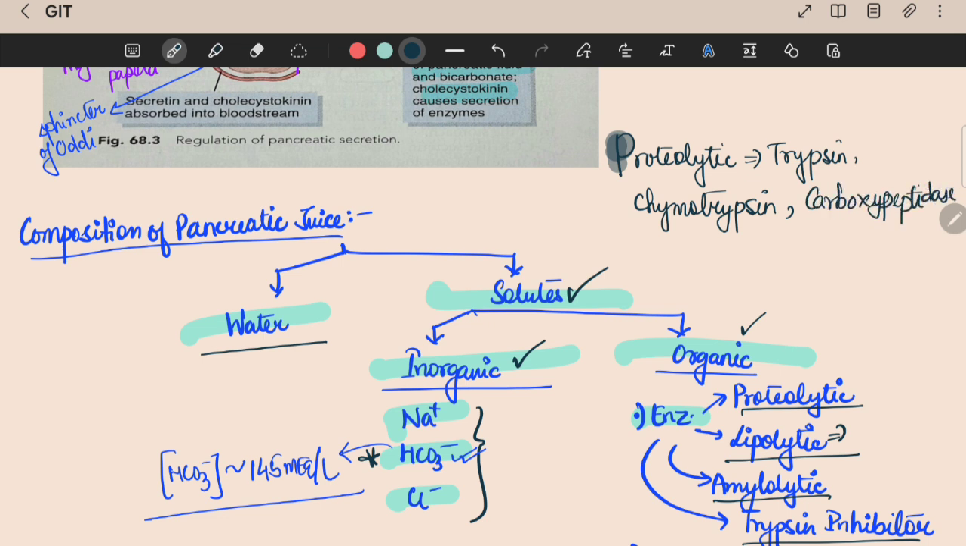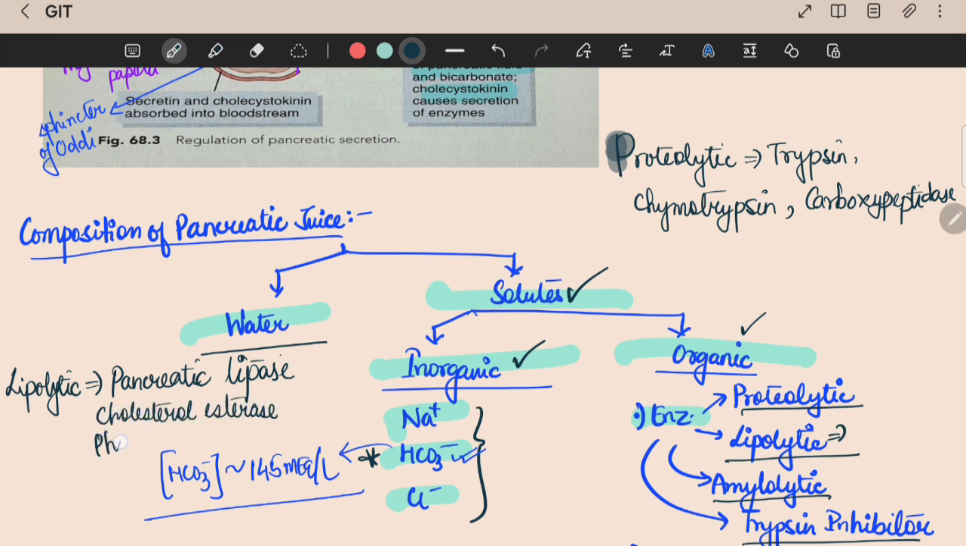Okay, then under lipolytic enzymes we mainly have pancreatic lipase. See, gastric lipase was there, but pancreatic lipase is important because after emulsification only, the long chain fatty acids will be broken into further units for better absorption into the lymph. So remember the pancreatic lipase. Gastric lipase was insufficient to digest and break down the larger fat molecules. Then we have cholesterol esterase, and we have phospholipase. So these are the various lipolytic enzymes present.